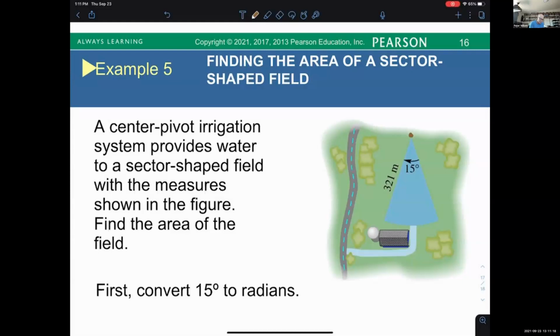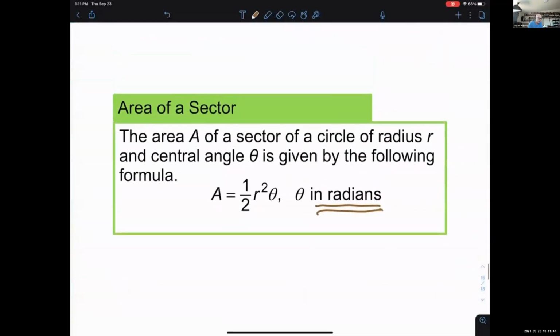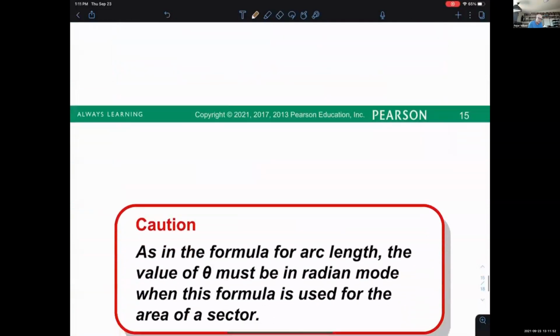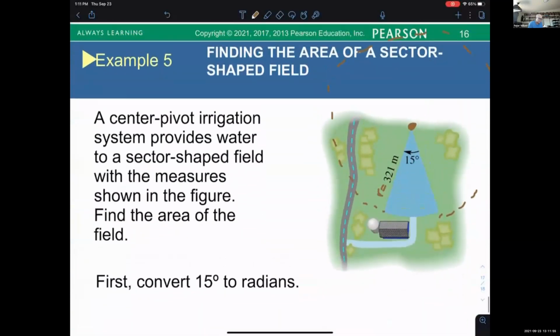If we imagine this being part of a bigger circle that goes all the way around, the circle would have a radius equal to 321 meters, because this would be the center of the circle where the sprinkler is, all the way out to how far it shoots the water. So that's the radial length of this sector. And as we can also see, the angle swept out there is given in degrees as 15 degrees. So to use this formula, we know r and we know theta, even though it's in the wrong format. So we'd convert theta to radians and then use that formula.